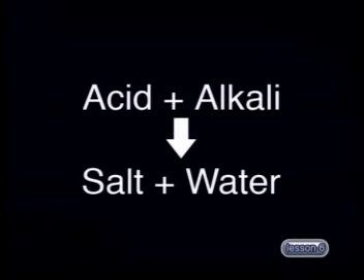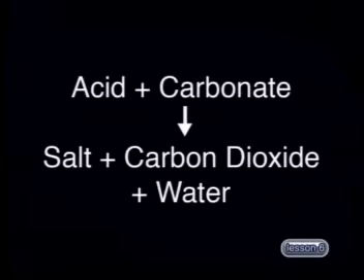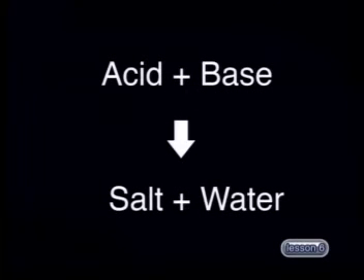Now, so far, we have 3 different methods for making salts. We can write these as general equations. An acid plus an alkali react to form salt plus water. An acid plus a carbonate react to form salt plus carbon dioxide plus water. An acid plus a base react to form salt plus water. Remember that all metal oxides are called bases.